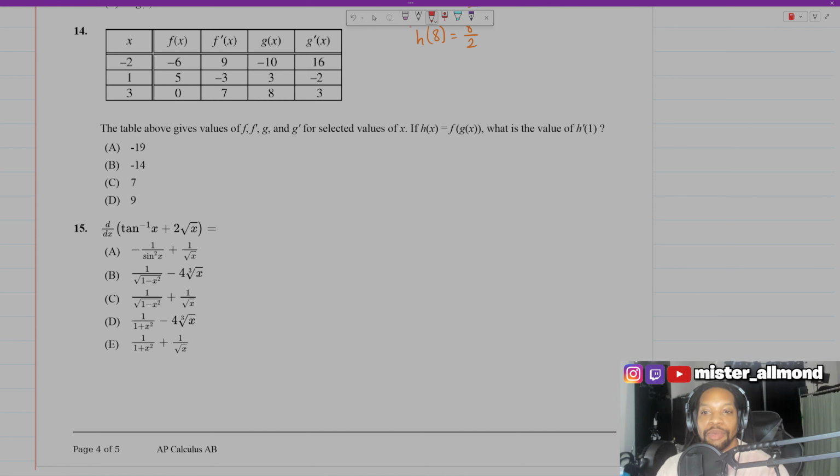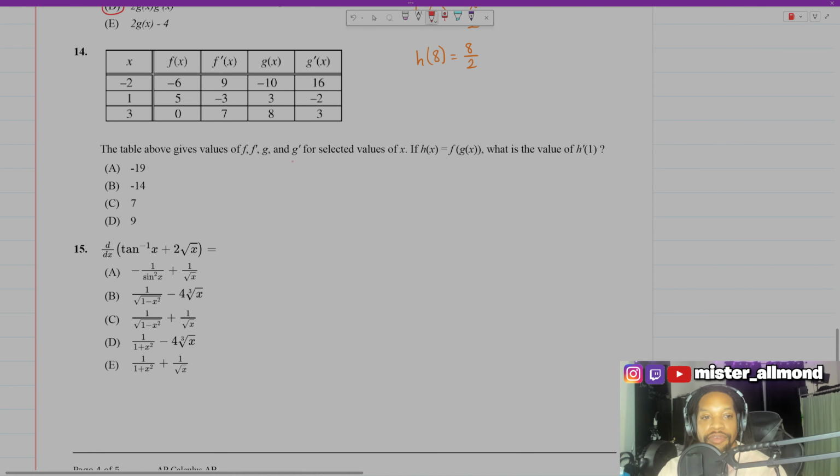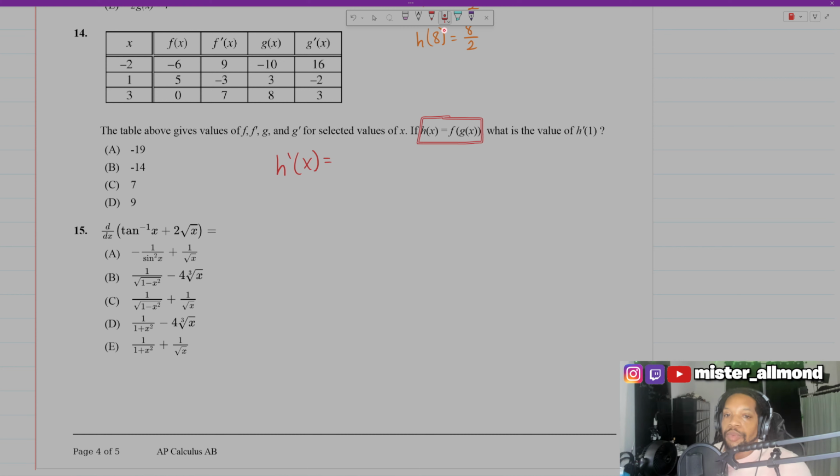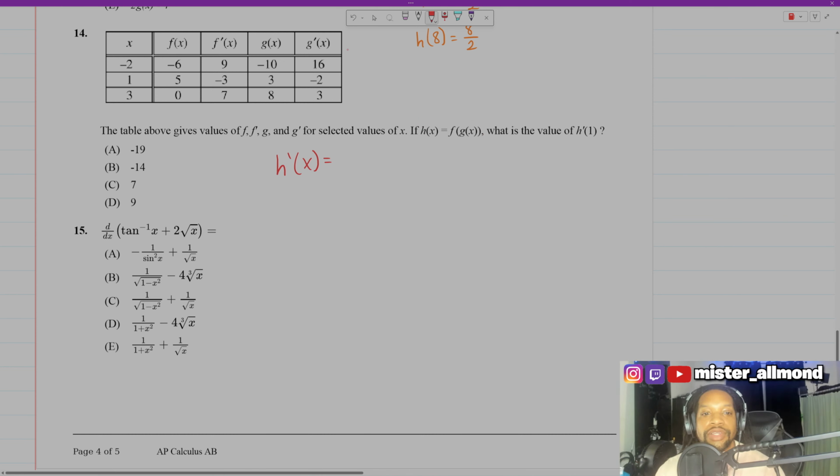The question is asking what is h prime of 1. Hopefully you know by now the first thing we want to find is h prime of x. Let me find that first. And I can do that because they give us h of x right here, which again is just simple chain rule, f of g of x. So that is going to be f prime of g of x times the derivative of my OG, which is g prime of x.